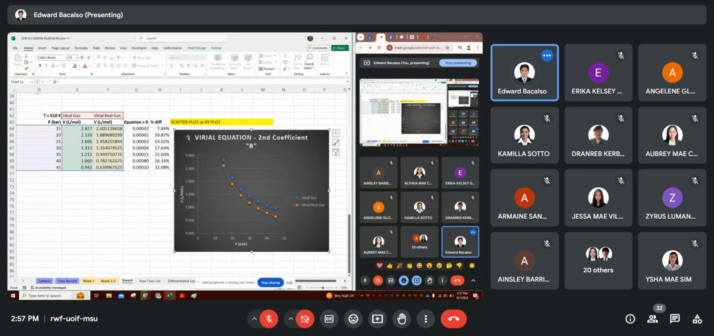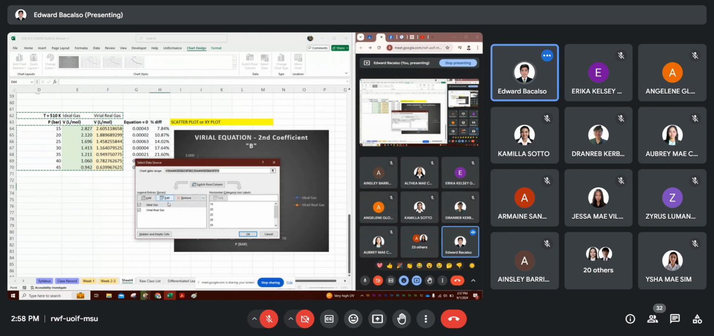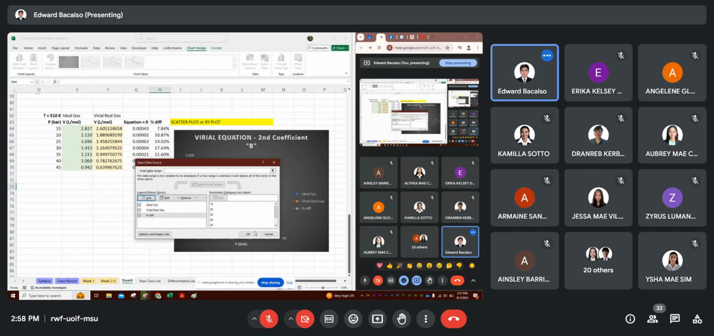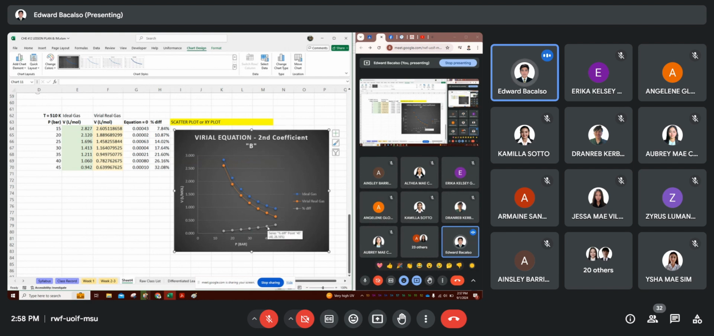Kita mo siya. So click again this chart, go to chart design, select data, add. So series name, ito, percent difference. X values, 15 to 45. Y values, itong percentage value. Okay. Click OK. Yan, lalabas na siya sa screen.